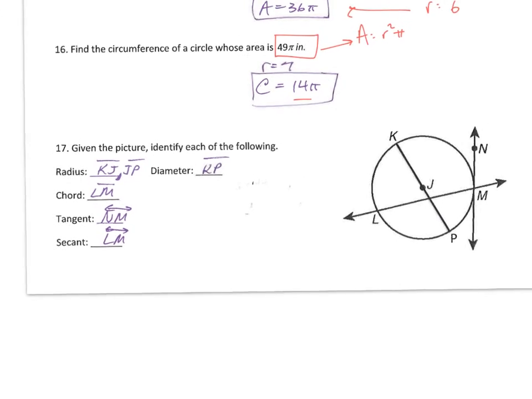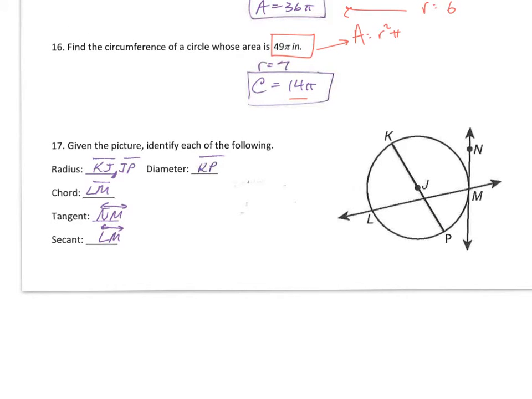Last problem. It says identify the picture and identify the following terms. So we got to know what these terms are. You could look at this, pause it if you need to. I could talk about it, but essentially a radius goes from center to edge. Diameter goes all the way across the circle through the center.